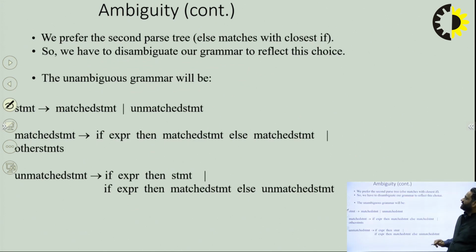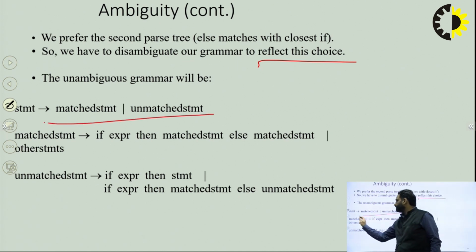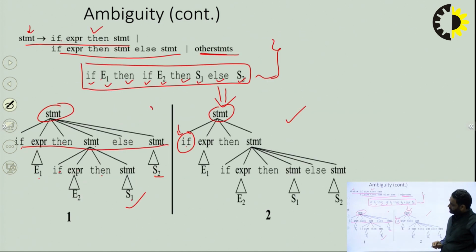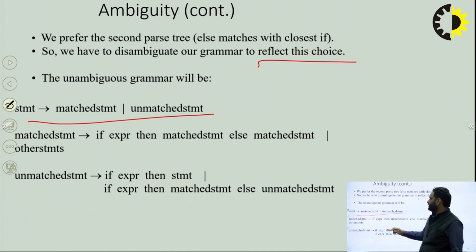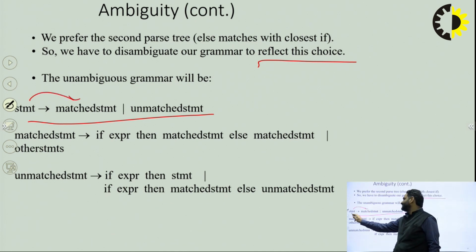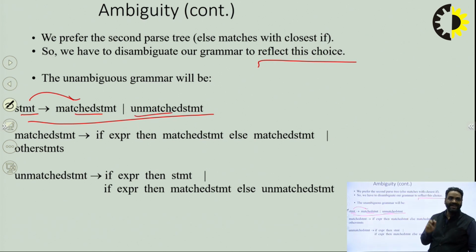We prefer the second parse tree, where else matches with the nearest if. So we have to disambiguate our grammar to reflect this choice. The unambiguous grammar will be the solution to the previous one, in which we had three productions. We convert it to an unambiguous grammar by converting the start symbol, statement, into two new variables. The first variable is matched statement, the second is unmatched statement.